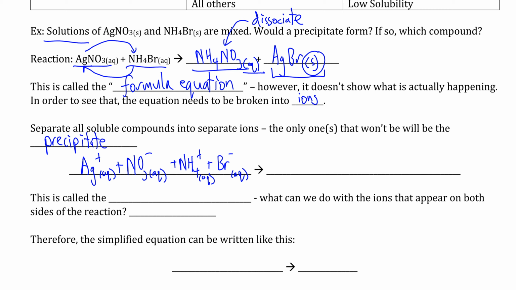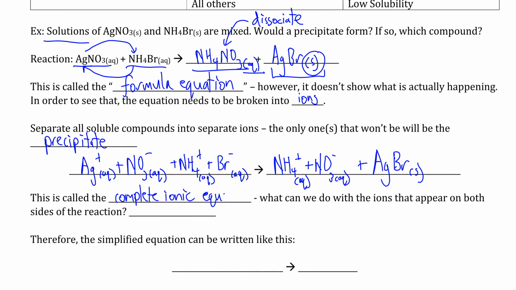So ammonium nitrate in the products is written as separate ions in order to show that it has dissociated like this, but silver bromide, because it exists as a precipitate, we would write it as normal to show that this compound dissolves very poorly. This form of the equation is what we call the complete ionic equation because it shows which compounds dissociate into separate ions and which compounds remain in their ionic compound form.